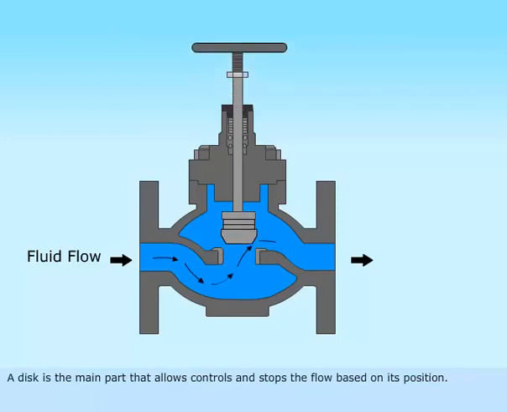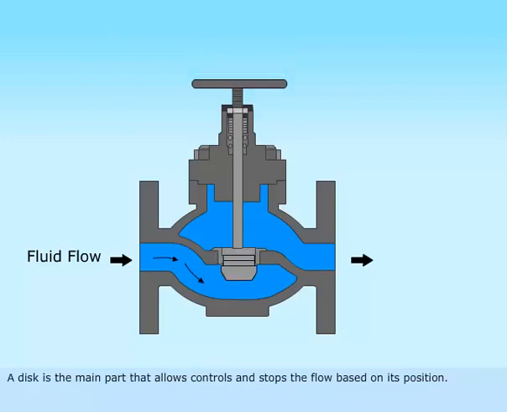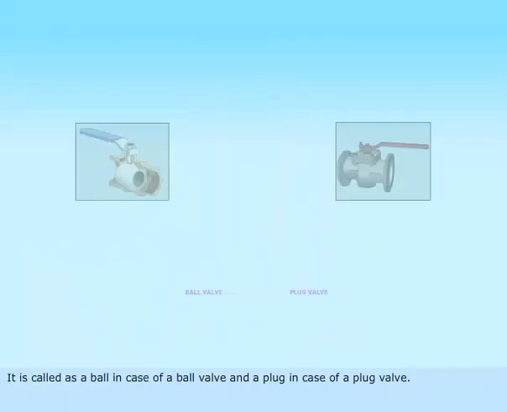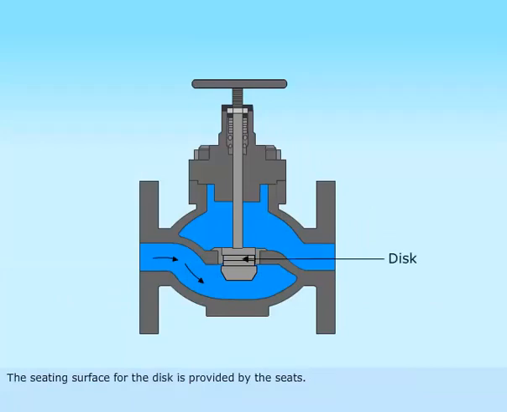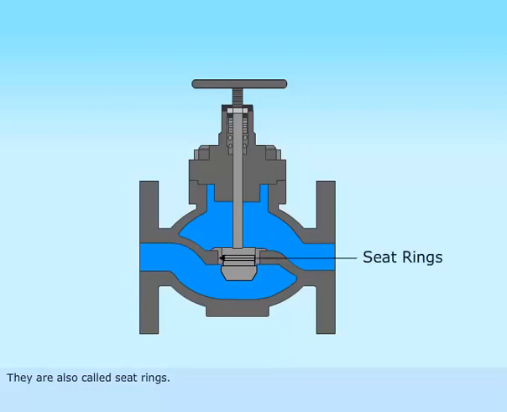A disc is the main part that allows, controls, and stops the flow based on its position. It is called a ball in case of a ball valve and a plug in case of a plug valve. The seating surface for the disc is provided by the seats. They are also called seat rings.